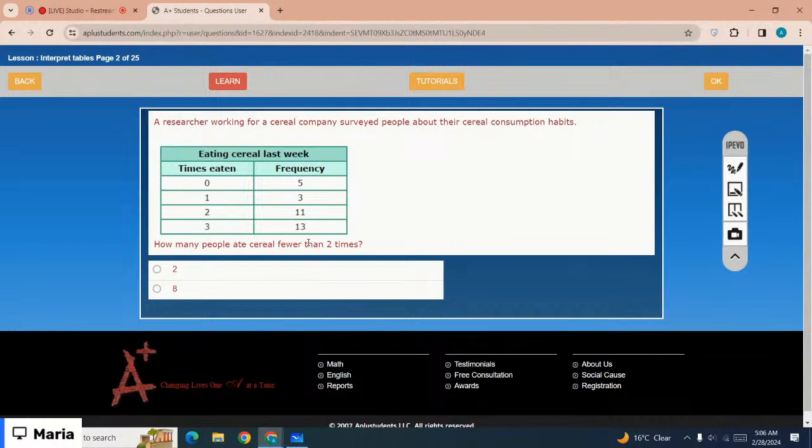So fewer than two, you have two numbers, one and zero. You need to add their frequency. Five plus three makes eight. That means eight people ate cereal fewer than two times. The correct option is eight, right?